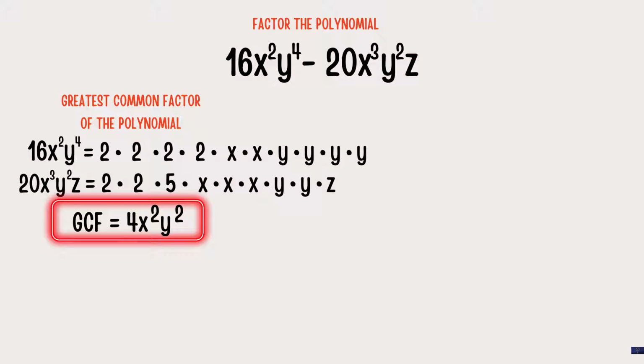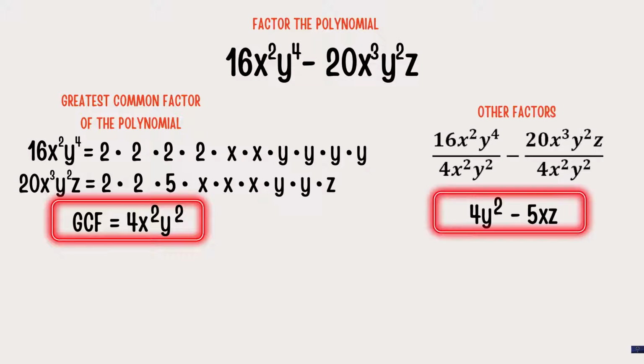Now that we got the greatest common factor, let's find the other factors. Again, we will divide the given polynomial by the greatest common factor. We have 16x squared y raised to 4 divided by 4x squared y squared minus 20x cubed y squared z divided by 4x squared y squared.